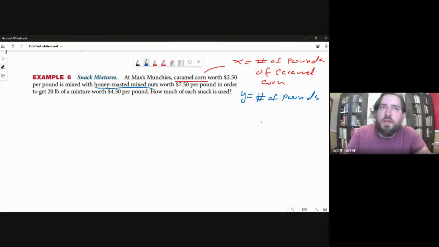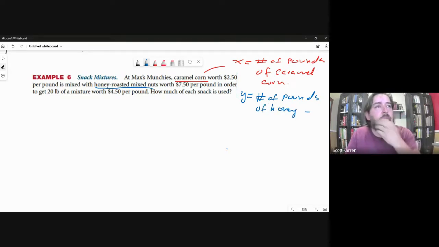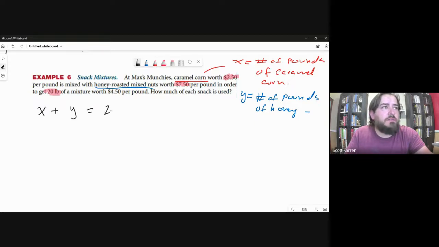Then we've got honey roasted mixed nuts. So we'll label that as y is the number of pounds of honey roasted mixed nuts, right? And I can create equations. The caramel corn is $2.50 a pound. The roasted nuts are $7.50 a pound. But altogether, I'm combining the number of pounds of caramel corn and the number of pounds of honey roasted nuts to get 20 pounds. That first equation is the number of pounds of caramel corn added to the number of pounds of honey roasted mixed nuts should equal 20.